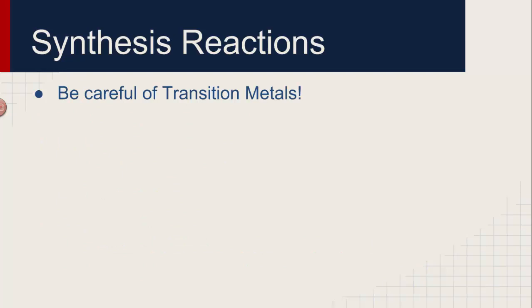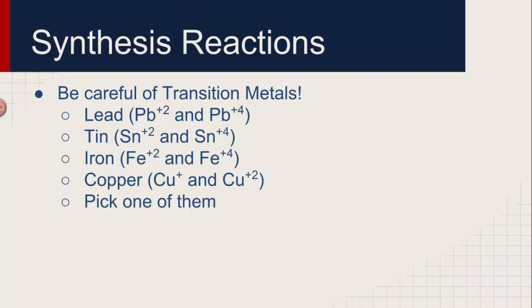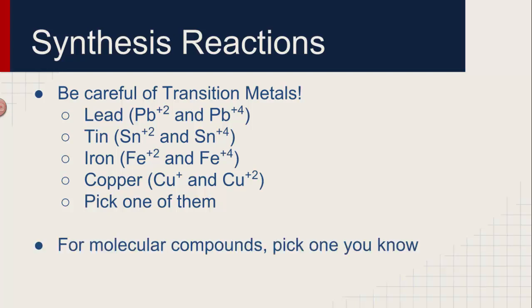Okay? You have to be careful, though, of the transition metals. So if one of your reactants is a transition metal, specifically lead or tin or iron or copper, because those guys can form more than one possible positive charge, you have to be careful when writing your product. Okay? The good thing is to just pick one of them. All right? If you want to be specific, you can pick the one that's in bold on your periodic table. We talked about how to do that well earlier in the year. But in general, pick one, either one, and make that the one in your product. Okay? If it's a molecular compound that you're trying to make, just pick one you know. And we'll see some examples of this so you can get an idea of how it works.